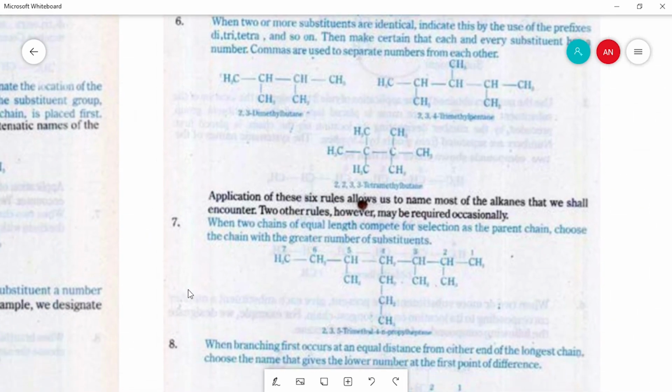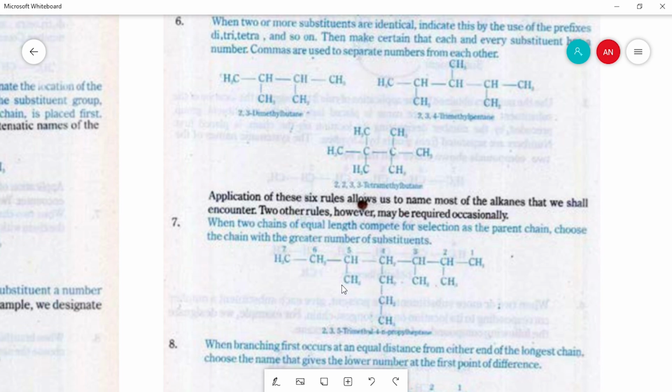Now, these two rules, 7th and 8th, are the applications of the first 6 rules. So let's discuss these. When two chains of equal length compete for selection as the parent chain, choose the chain with the greater number of substituents. This is saying that in this example, 1, 2, 3, 4, 5, 6, 7, if you take this chain, this has 7 carbons, and if you take this as a parent chain, this also contains 7 carbons. So you would be confused which chain you will be considering the parent chain, right?